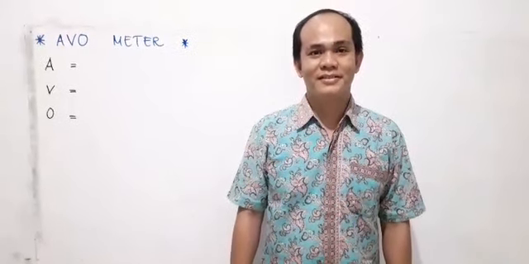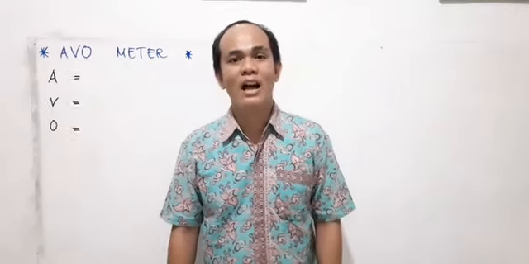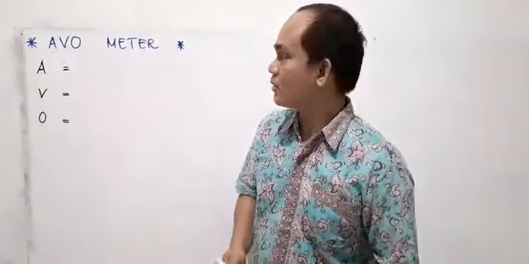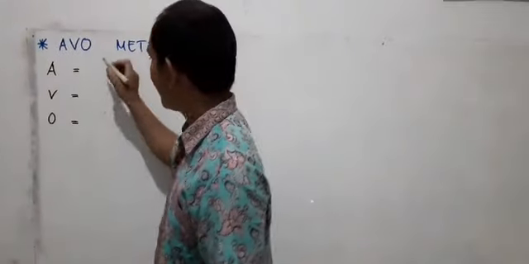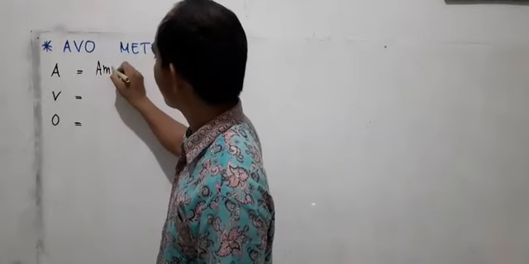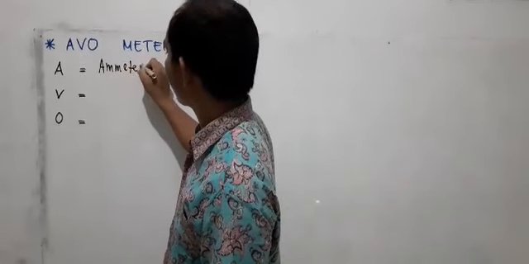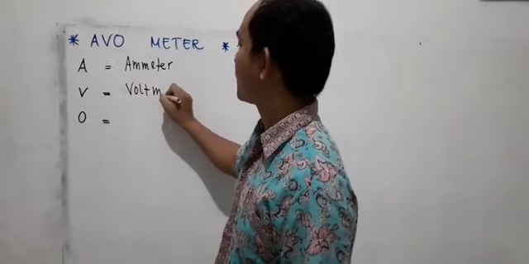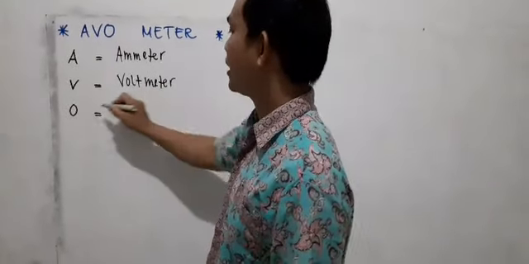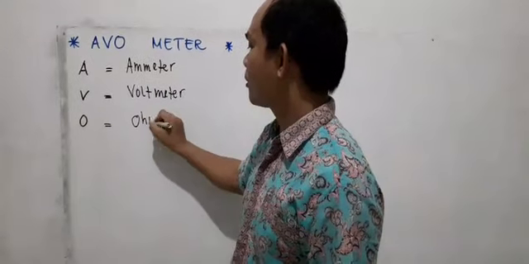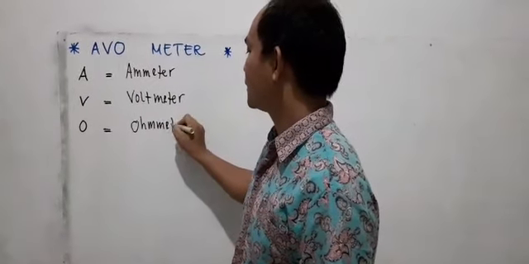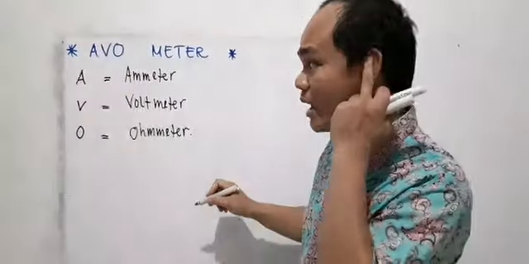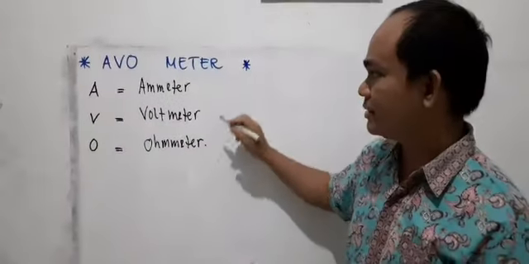Okay, today we are going to learn about the AVO meter. The AVO meter is the abbreviation of A, which is ammeter, V, which is voltmeter, and O, which is ohmmeter. Okay, so these three tools we are going to discuss.